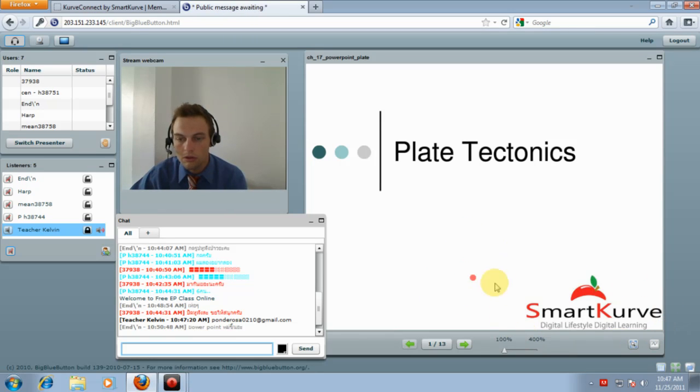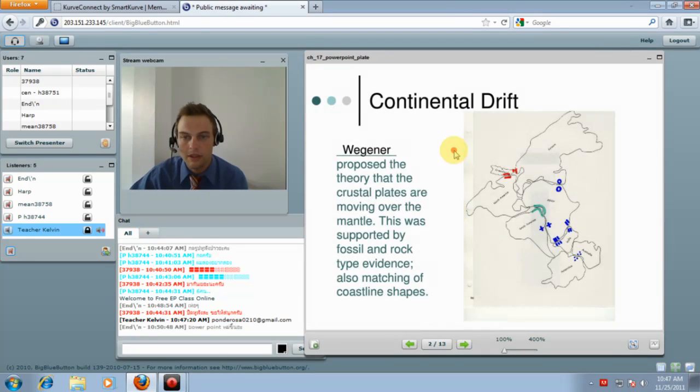Okay, so plate tectonics. What are plate tectonics? Plate tectonics basically came from the theory of continental drift. And if you haven't heard of this before, it's basically the theory that these land masses, which we all live on, and the ocean are floating on top of a liquid inner part of the earth.